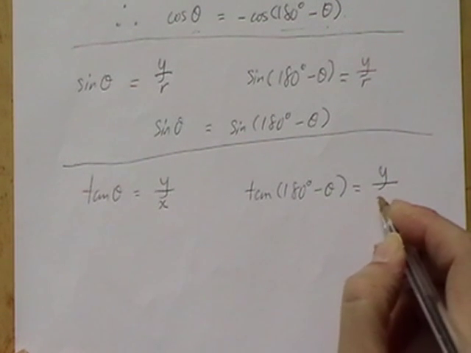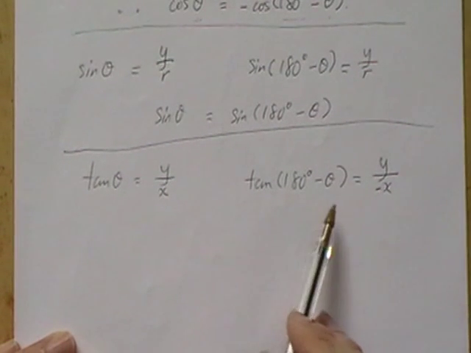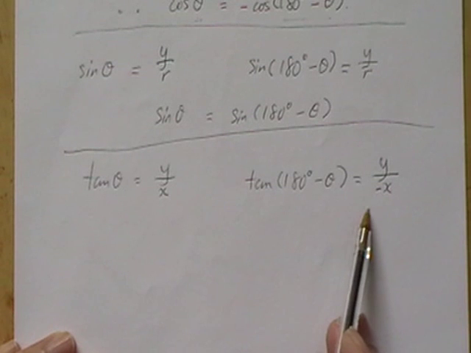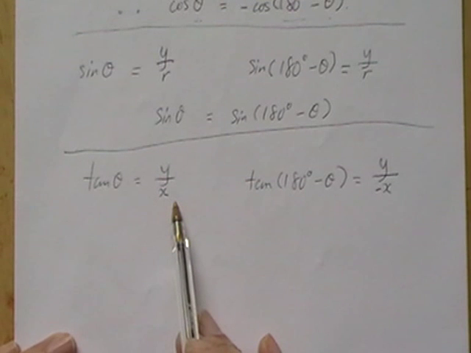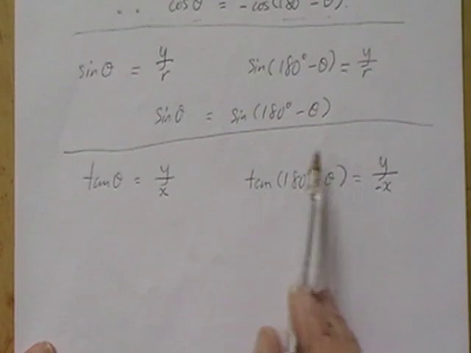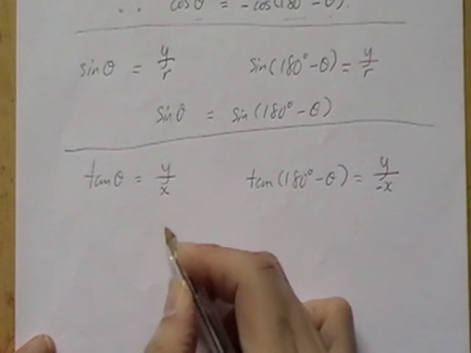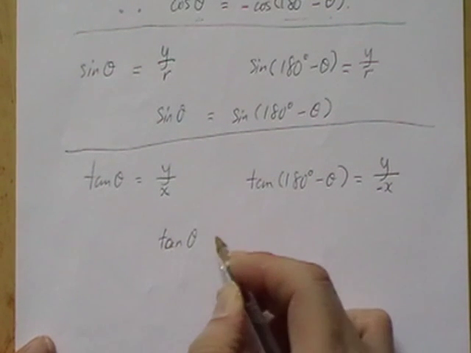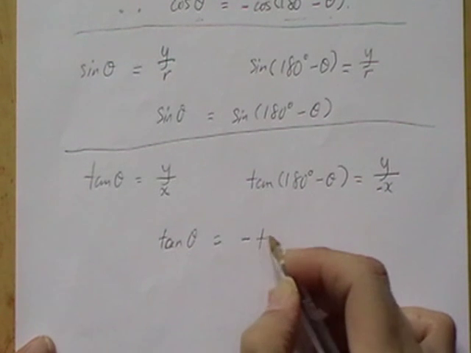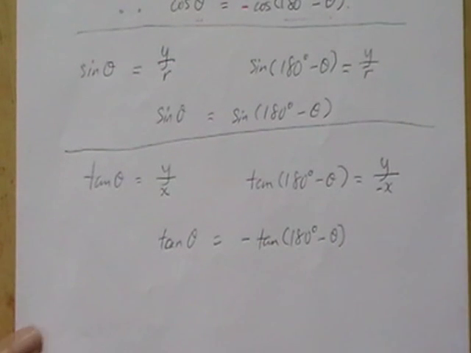So therefore, the tangent of this angle should be y divided by this length, which is minus x. Now if we compare these two equations, we see that this is the negative of this. So therefore this must also be the negative of this. So we have our relation. Tangent theta is equal to minus tangent of 180 degrees minus theta. Okay, we'll stop here.